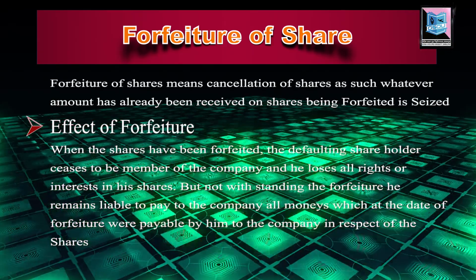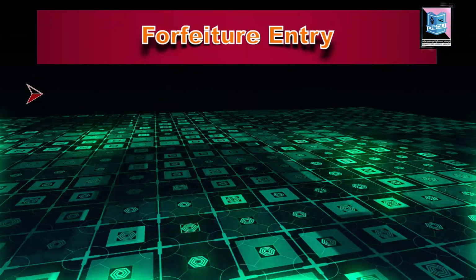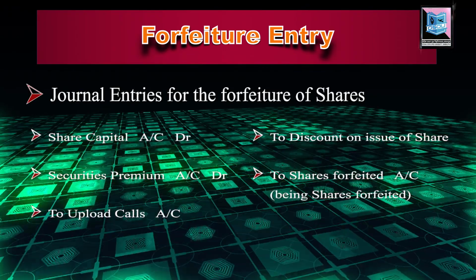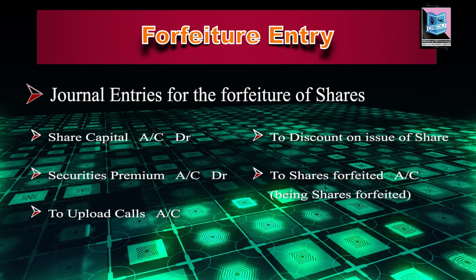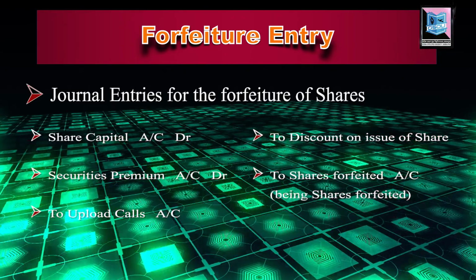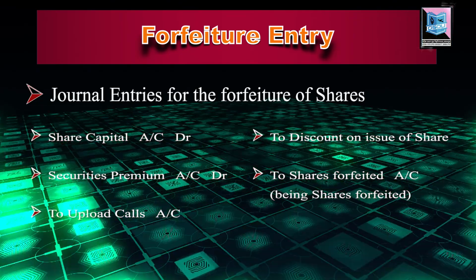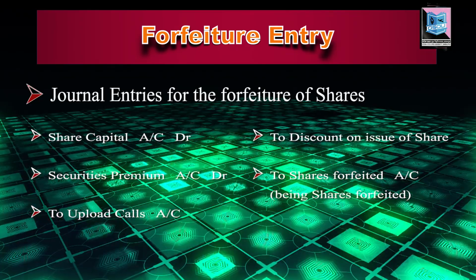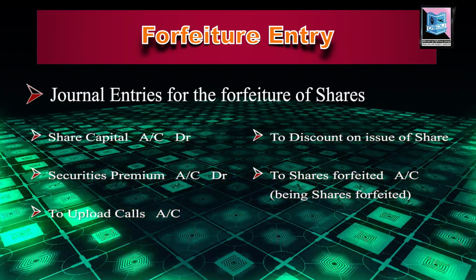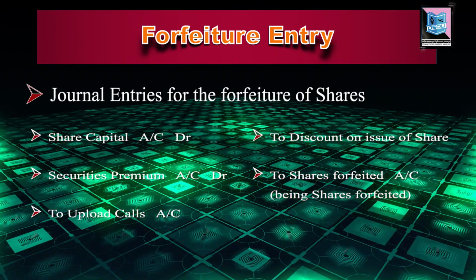Now the question is, what will be the accounting entry for that? The forfeiture entry will be share capital account debit to calls in arrear account and to share forfeiture account. And you have to give a narration for it: being amounts forfeited due to non-payment of call money, allotment money or application money. But after the forfeiture of shares, the company generally reissues the shares to the general public.